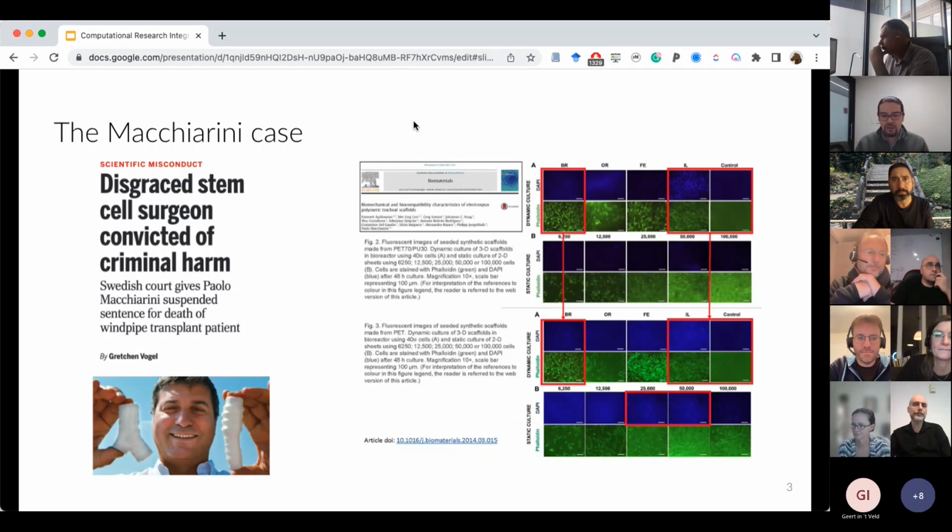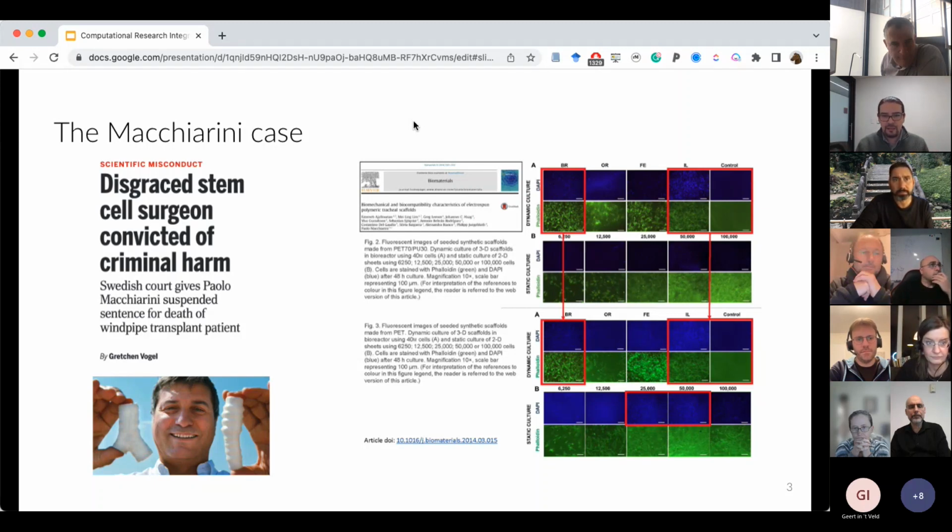So I will be talking about image manipulation of all kinds, and I will motivate perhaps this with a very sad and obscure and really dark episode in science, which is the case of Macchiarini. He claimed that he could implant windpipes in patients who had them removed because of cancer or because of other issues. And he claimed that he could make it so that the patients wouldn't reject the implant if he put stem cells in these implants.